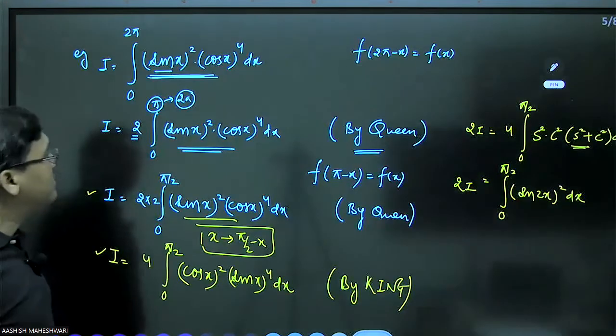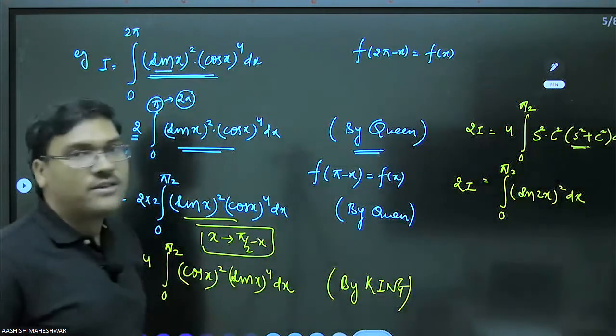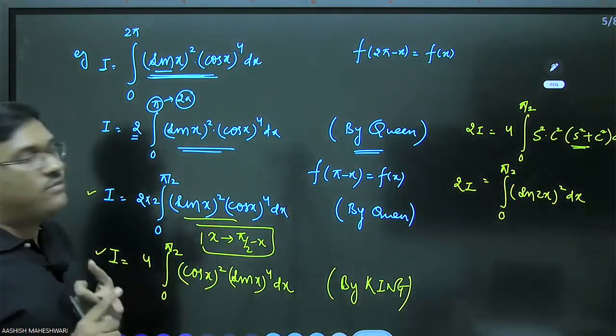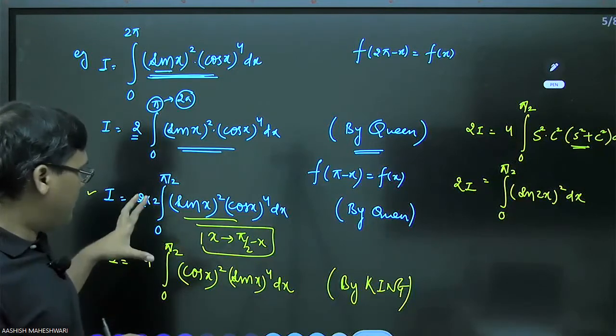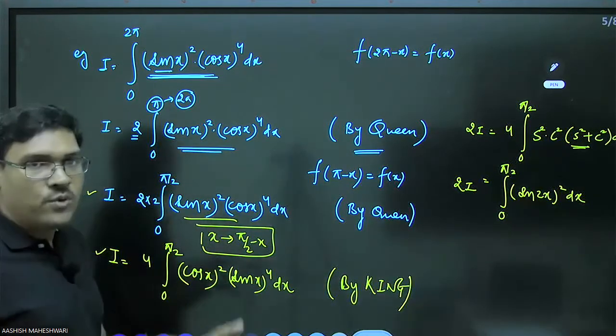I hope you have understood this. First we applied queen, then we applied king. So this is again a very interesting question of queen and king. Understand the thought process of applying the king and queen property.